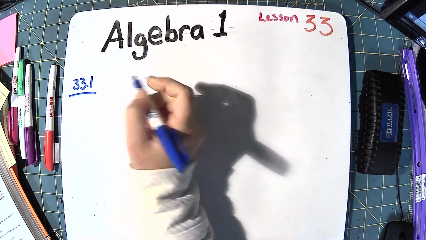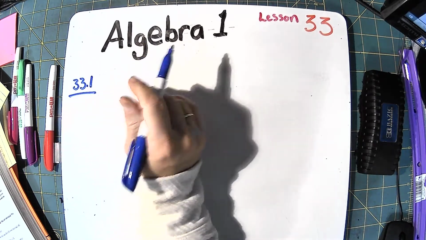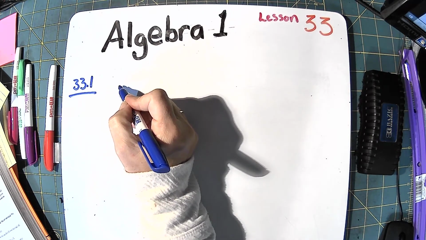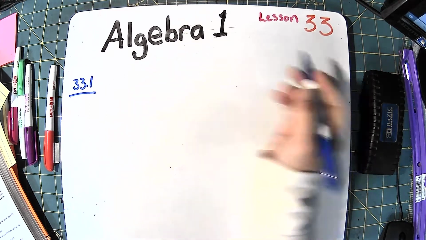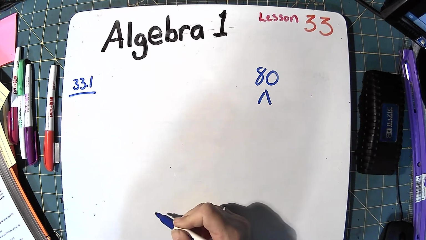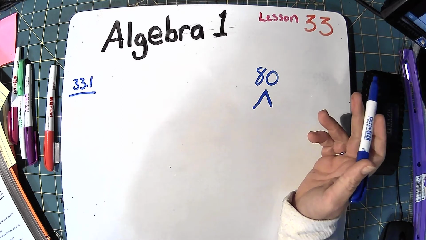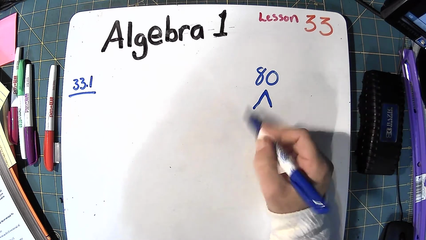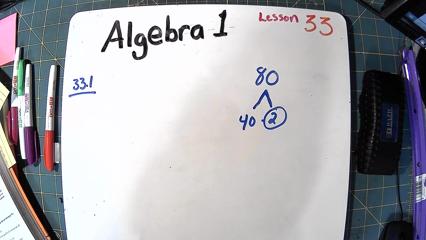33.1 asks us to break 80 into its prime factors. So it wants us to tell them all the factors of the number 80. And it has you divide it by a bunch of different stuff. I'm going to just do it the good old-fashioned way with a factor tree. Okay? So I just need to think of two numbers that I can multiply together to get 80. I could say 40 times 2. 2 is a prime, so I'm going to go ahead and circle him.